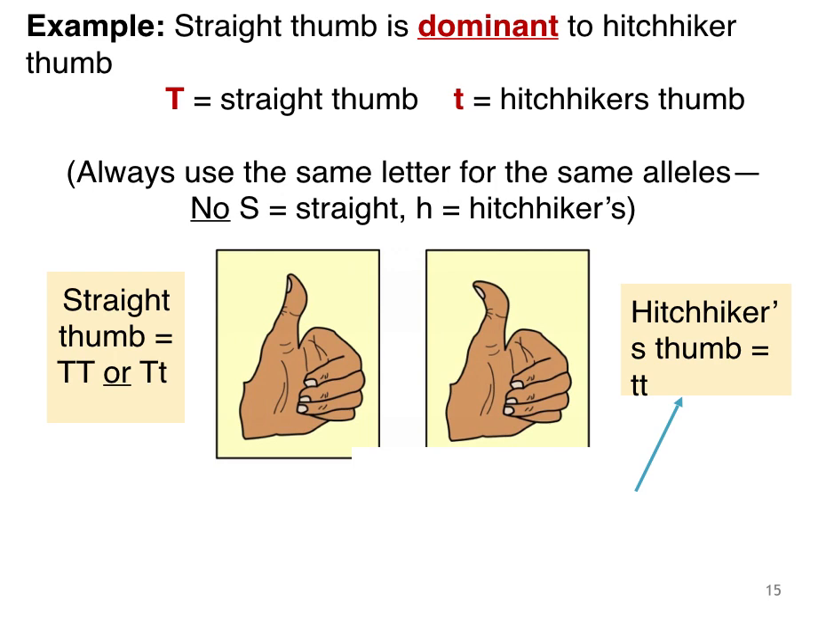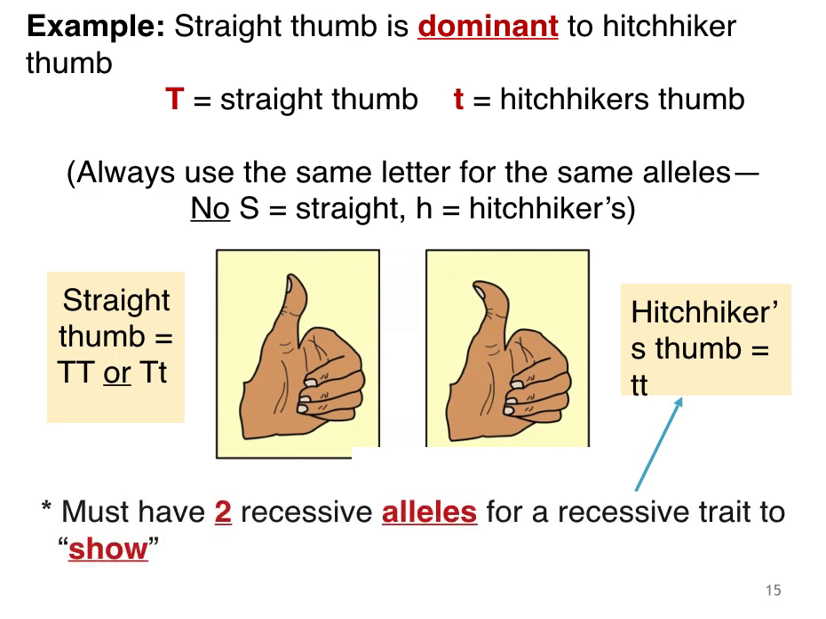So a straight thumb could have a genotype of capital T, capital T, or capital T, lowercase t, because in this case, that capital T is dominant to the lowercase t. Now, the hitchhiker's thumb will have a genotype of two lowercase t's. In order for the recessive trait to show, you have to have two recessive alleles. I know this is a lot of vocabulary. Don't worry about it. We'll review and review and review.